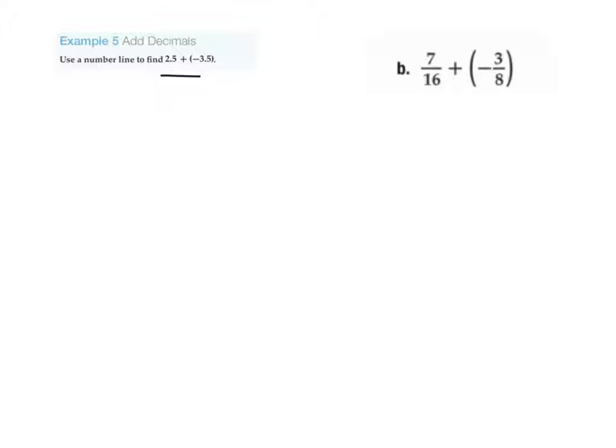In this particular problem, we don't need to use a number line. All you need to do is press that in your calculator. But we have a positive and a negative, and a positive and negative means we need to subtract the numbers. So when we subtract, we get a 1.5. 3.5 is larger, and it's negative, so the answer is negative.